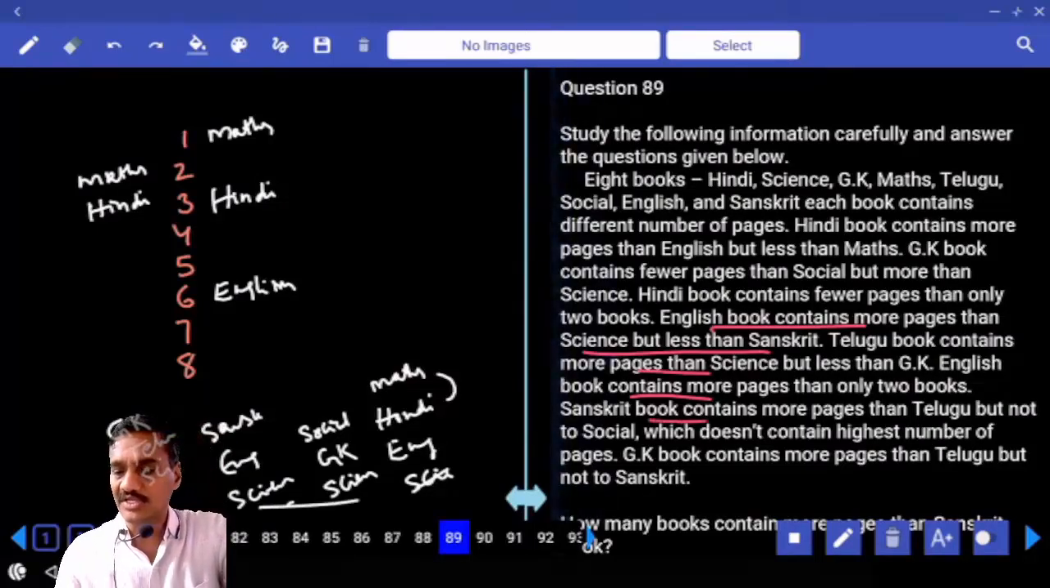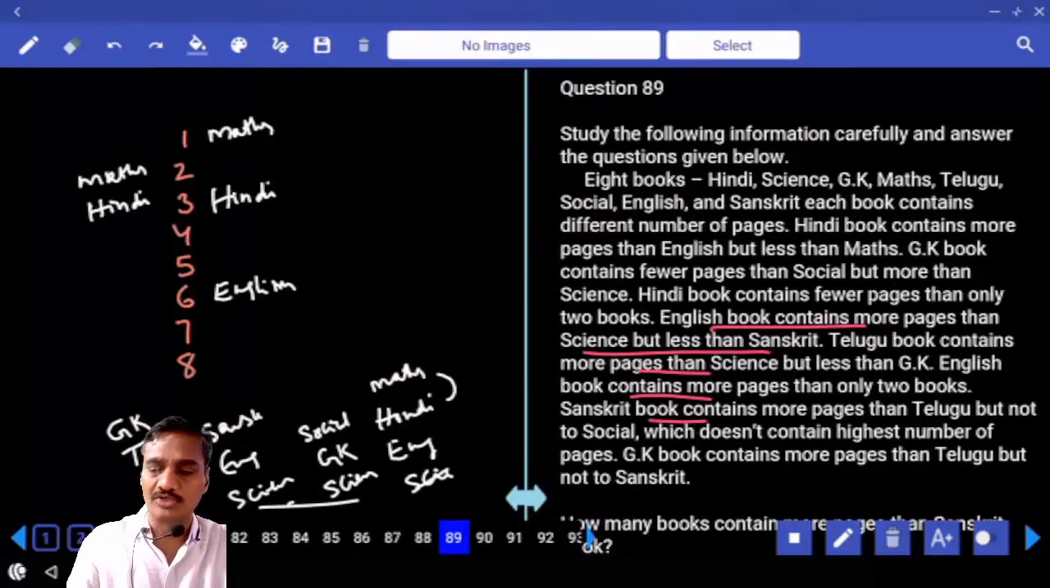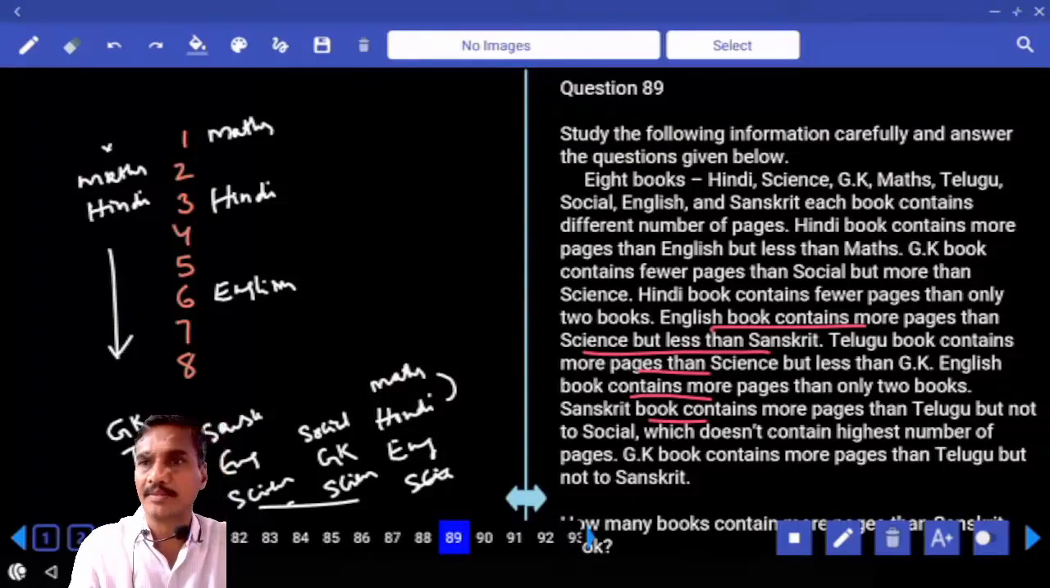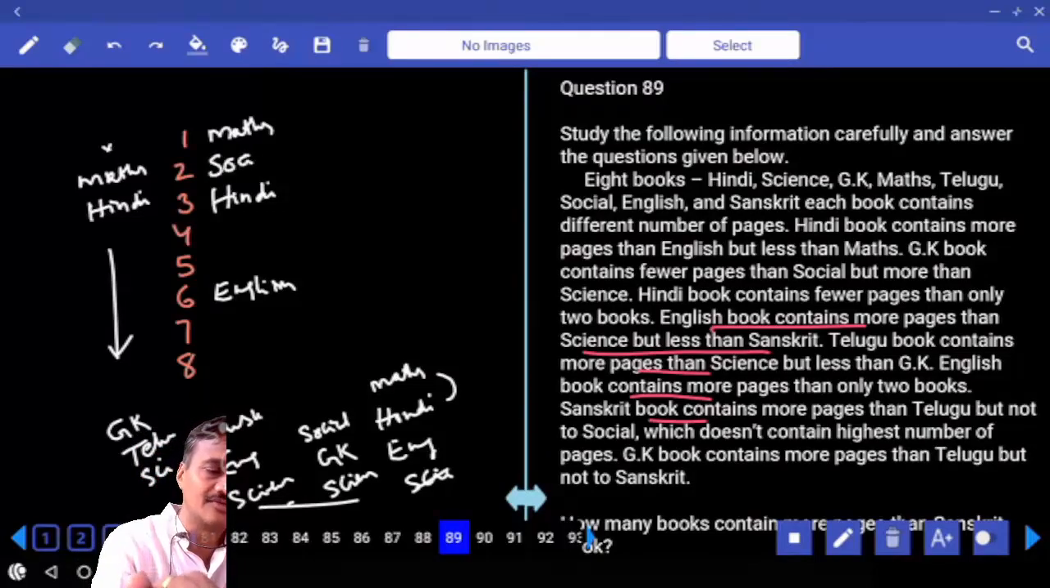Only 2. Sanskrit contains more than Telugu but not more than social. And social does not contain the highest. Now social cannot be highest and social cannot be here. If social cannot be here, it is not at all possible, because of the number of books. Hence, where should social be? Social must be at the second place. Now, if social is here, then what is the next one which is more than this? Sanskrit. Now Sanskrit is the next one we have.